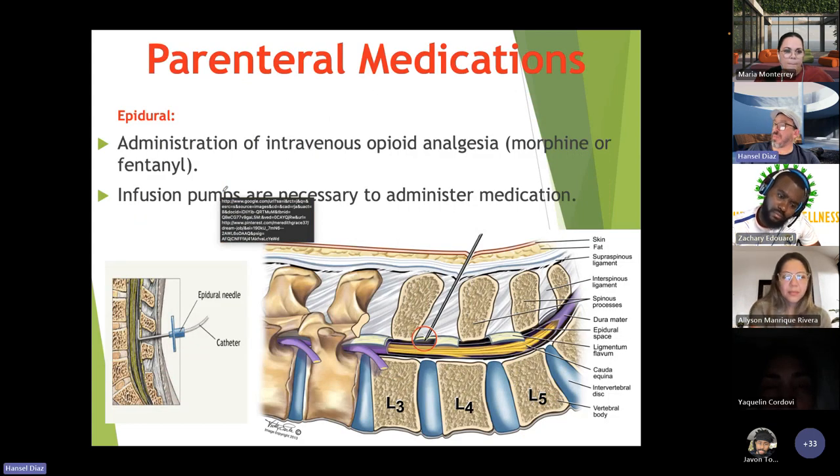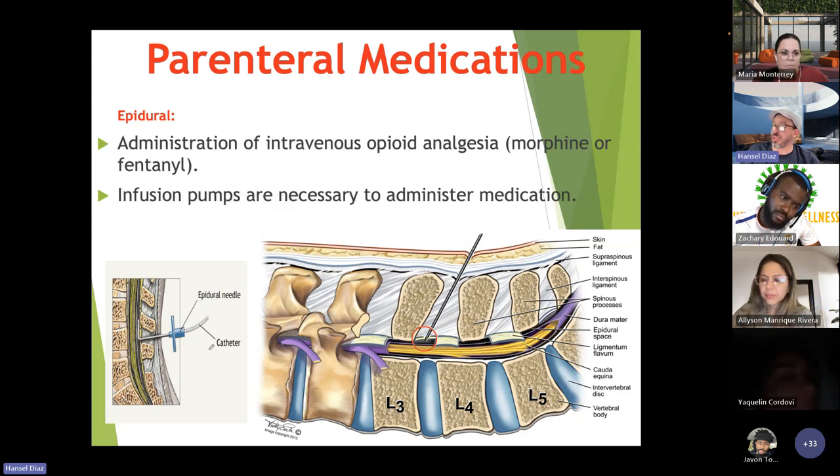Parenteral medication, administration of intravenous opioid analgesia through fentanyl. You need infusion pumps, and you're doing this through an epidural needle. You don't put epidural needles. That's not done by you. That's done by a CRNA or an anesthesiologist.